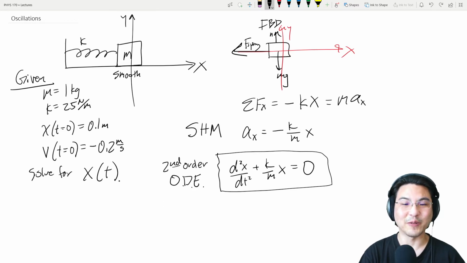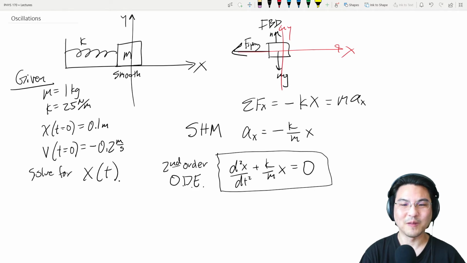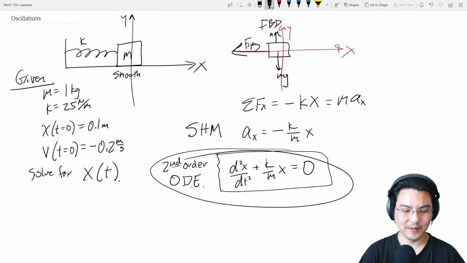It's a differential equation because there's a function x and its second derivative. And the order of that is 2, so that's why it's second order. And ordinary, as opposed to partial derivatives, like if x were a function of multiple things, then you could take a partial derivative with respect to one of its variables. But in this example, x is only a function of one variable, in this case time. So how do you solve a second order ODE like this?